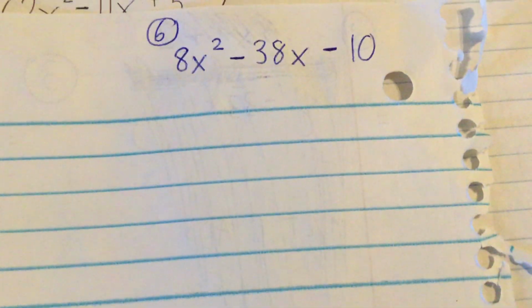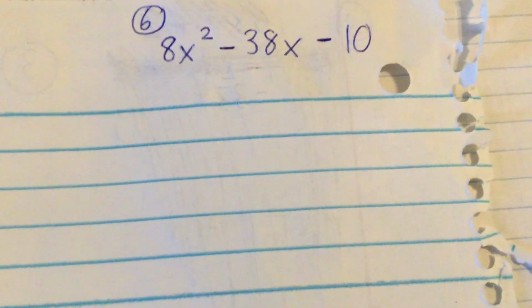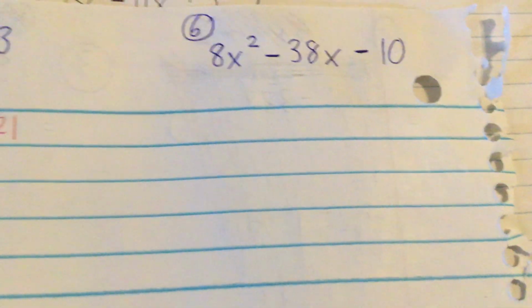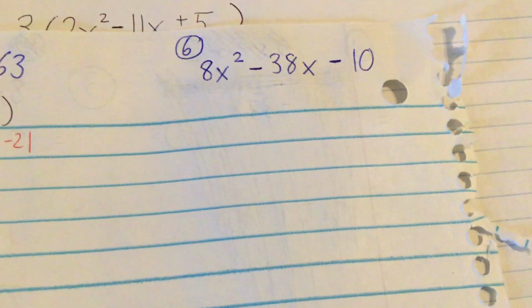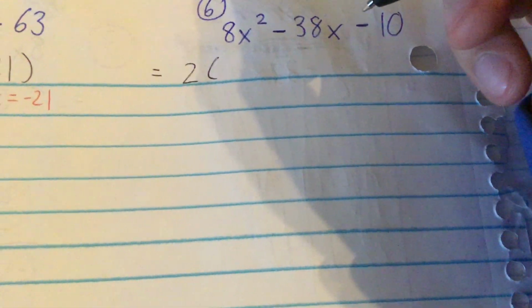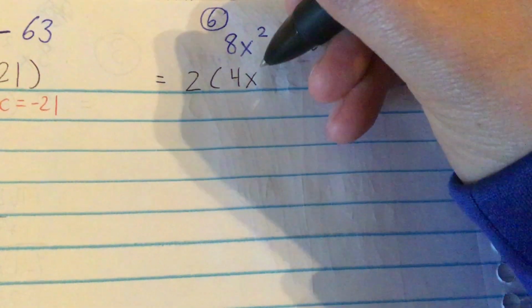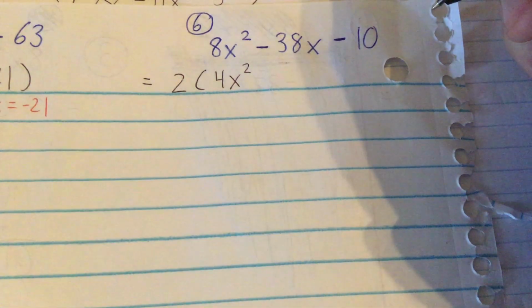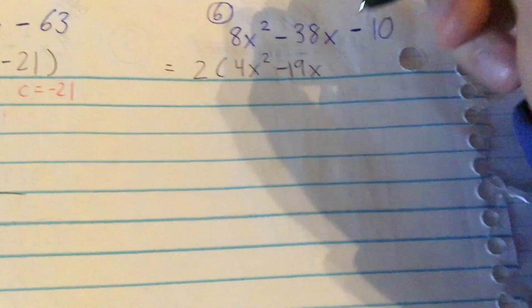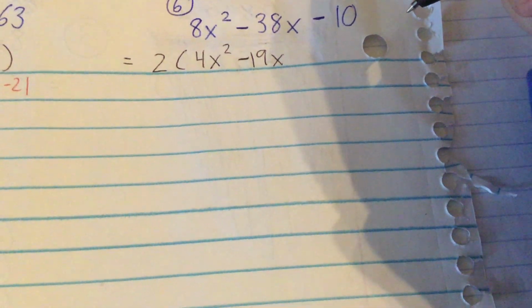All right, last problem of the day, and then we'll call it a day. 8x squared minus 38x minus 10. What can I factor from all three of these terms? Well, I can factor out a 2 from all three of these terms. So 2 times what is 8x squared? 2 times what is negative 38x? And finally, 2 times what is negative 10?